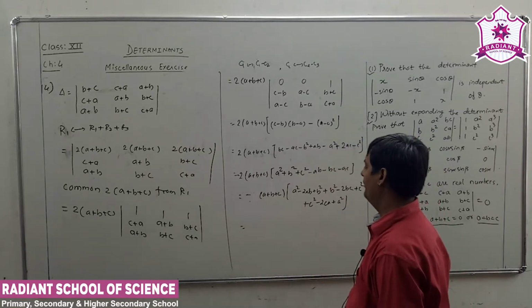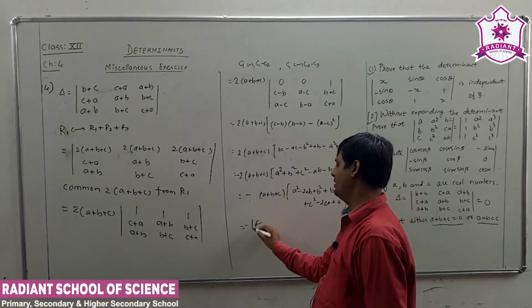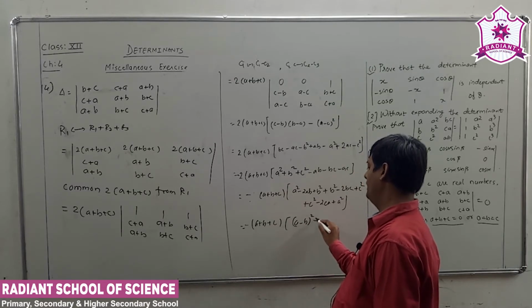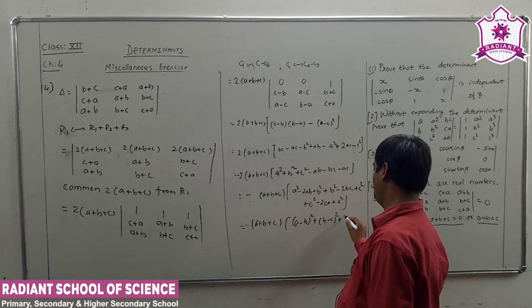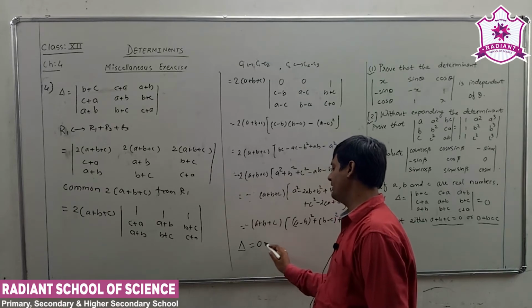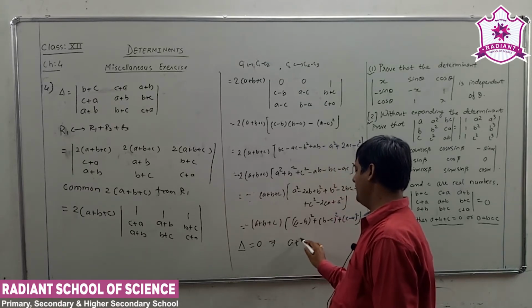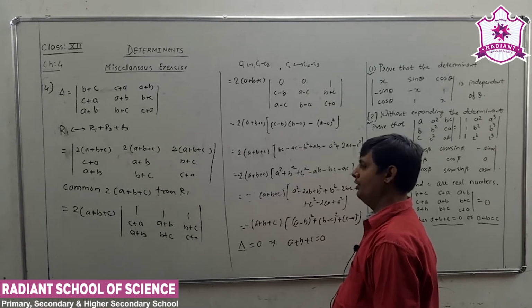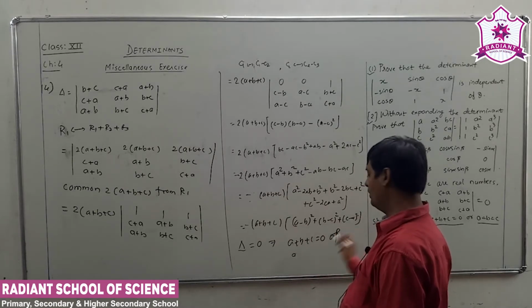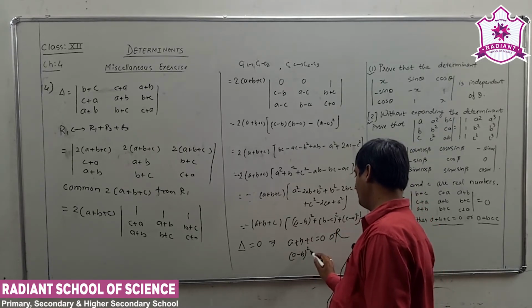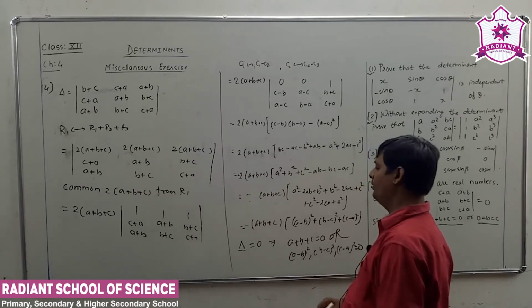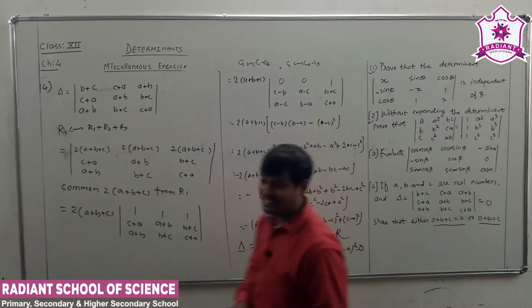Now it is very simple. 2 is here. So that means the A minus into A plus B plus C into bracket A minus B whole square plus B minus C whole square plus C minus A whole square. So that means D is equal to 0 is given that, so A plus B plus C is equal to 0, or we know that A plus B plus C is equal to 0, that means A minus B whole square, B minus C whole square, C minus A whole square is equal to 0. Okay, so our first result is completed.